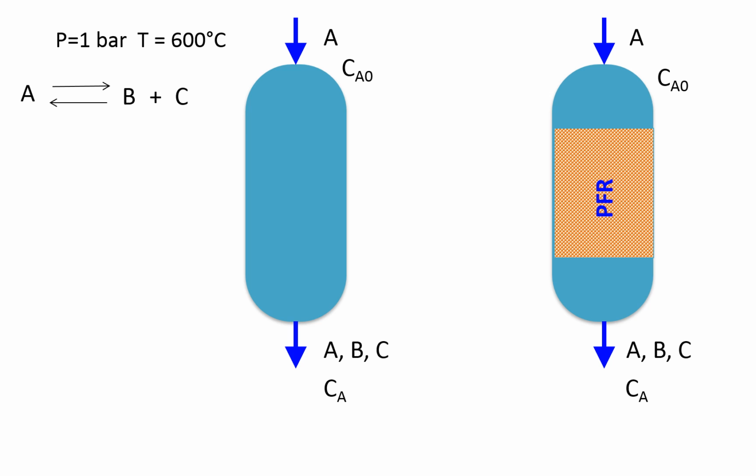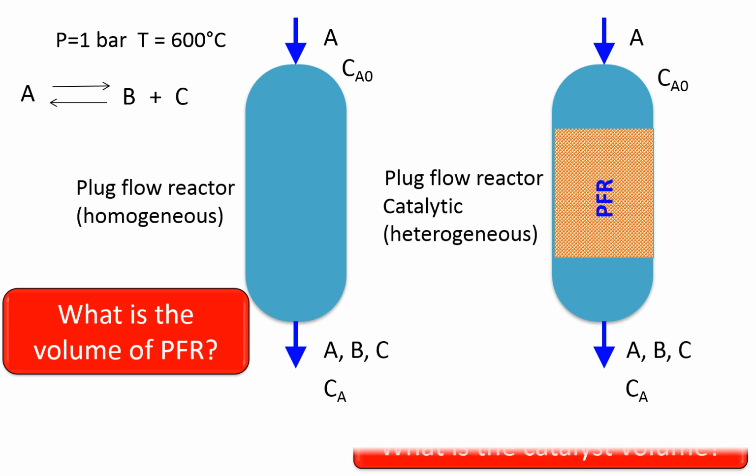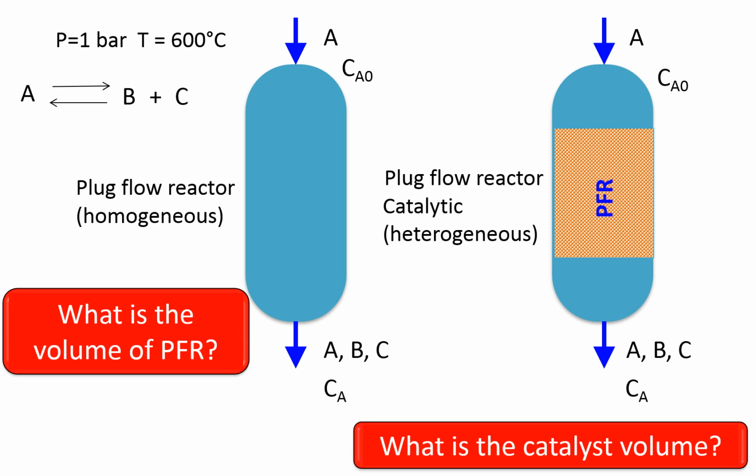Take a look at the figure. Two reactors are shown, one a simple PFR and the other a catalytic PFR, a heterogeneous reactor. In the reactor, A reacts to form products B and C. The reaction is reversible and the conversion is limited by equilibrium. Accordingly, the reactor outlet has A, B and C. Assume the conversion is 40%. We need to size the reactor for a feed rate, say 100 cubic meters per hour.